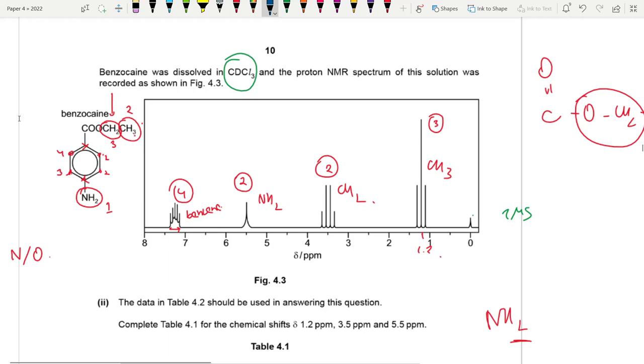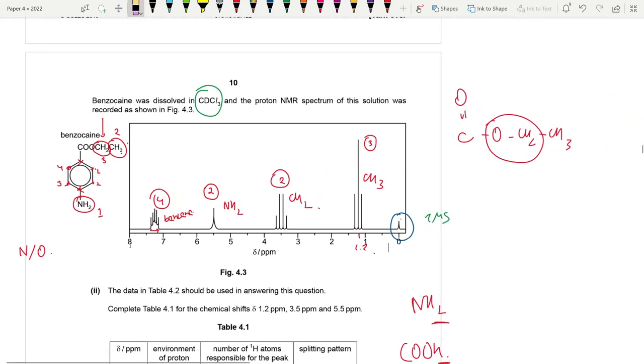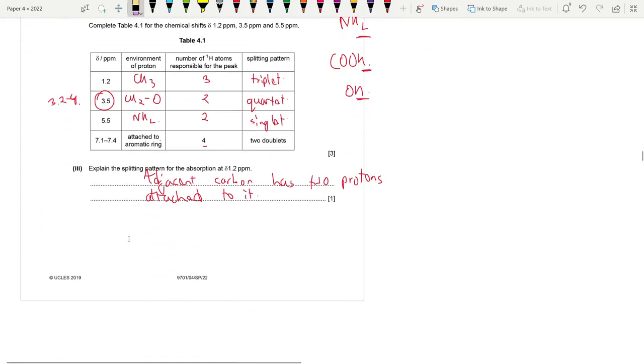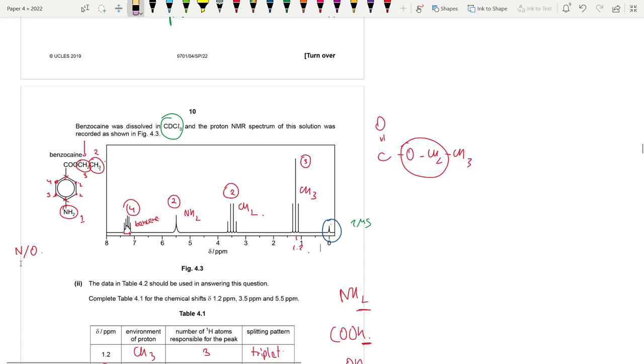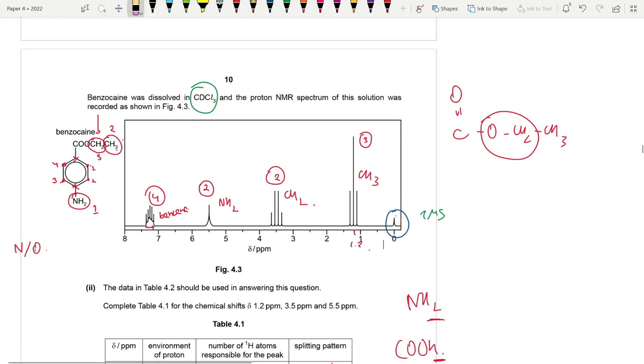As you can see, how many peaks are we seeing here? In total, there are 1, 2, 3, 4, 5 peaks. Do you see this small peak over here? This peak is the reference peak. It's due to TMS, tetramethylsilane. If they ever ask you what is the function of this peak or what is the function of TMS, you're going to say it acts as a reference. And if they ever ask you what is the function of CDCl3, you're going to say it's the solvent. Remember these questions. So let's start.